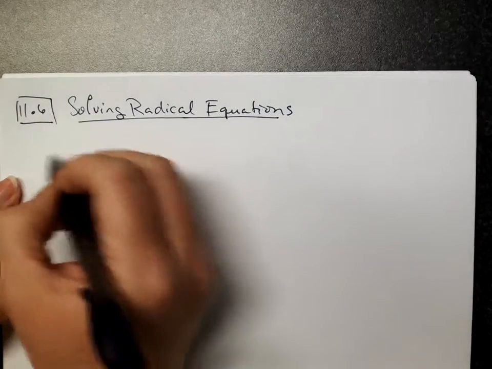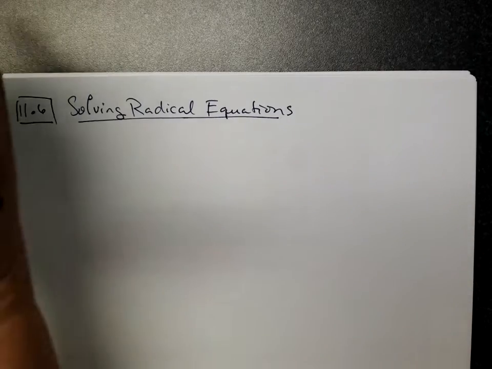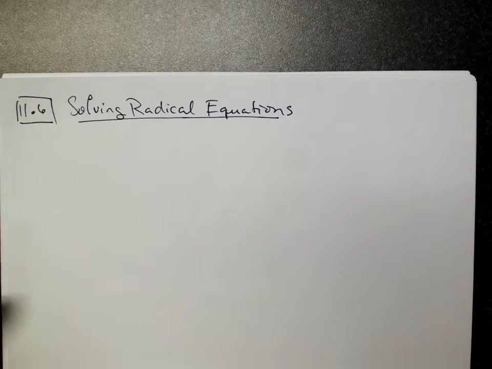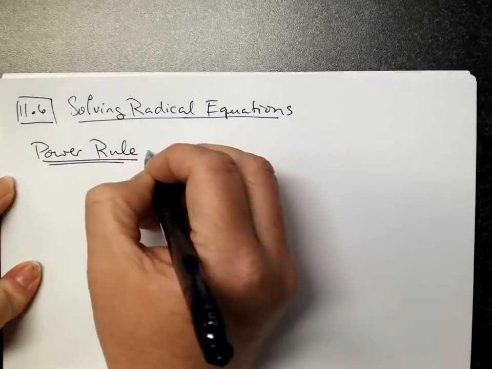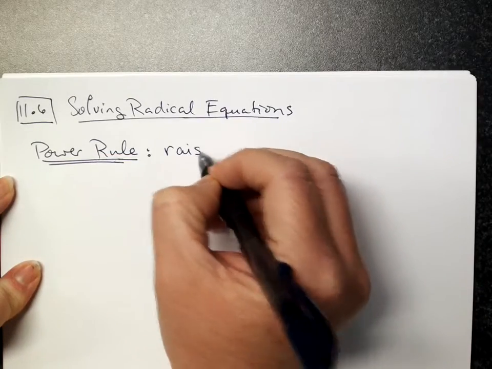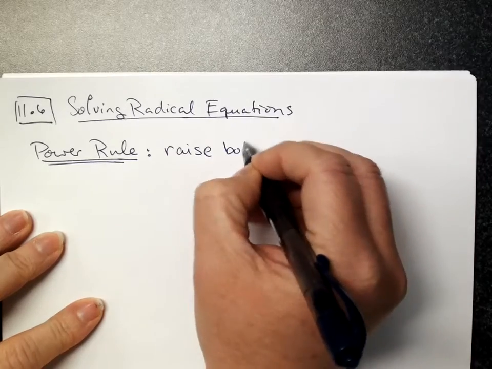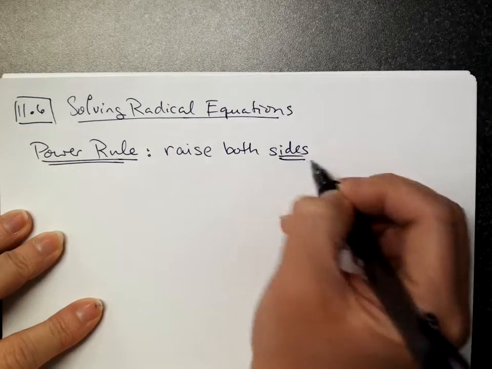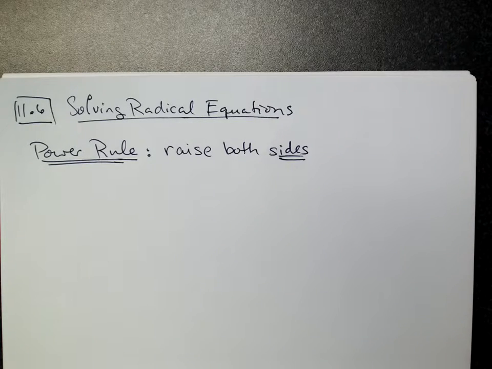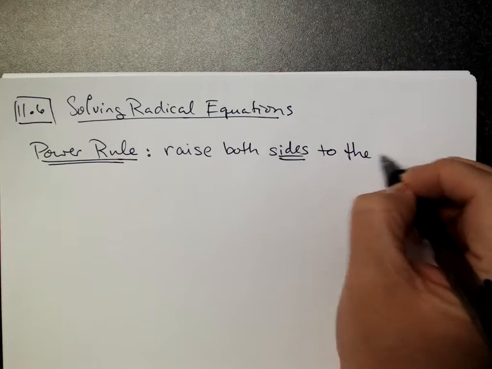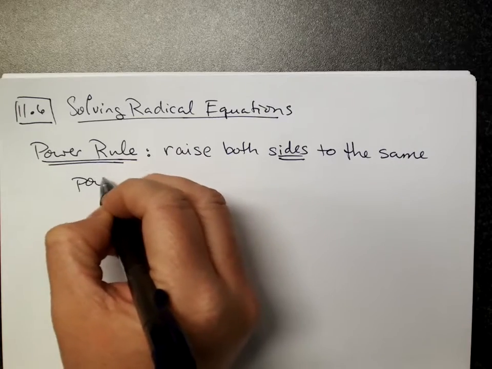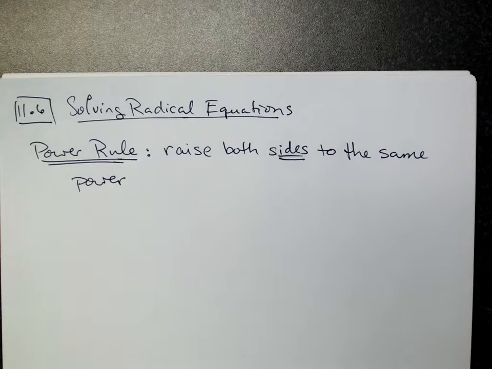Okay, so to change a radical equation into a polynomial equation, either linear or quadratic, we use what's called the power rule. And the power rule just says this: it is a legal move to raise both sides. And let me emphasize that, sides, not individual terms, not leaving anything out. You put parentheses around the left-hand side, parentheses around the right-hand side, and you power them both up. Okay? So raise both sides to the same power.